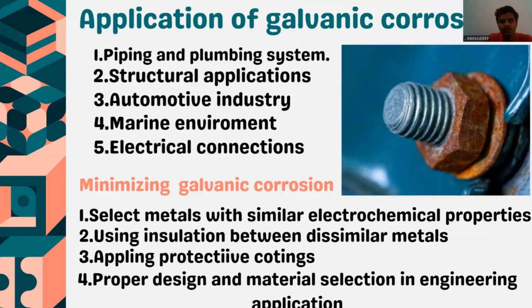The applications of galvanic corrosion are piping and plumbing systems, structural applications, automotive industry, marine environment, and electrical connections. And how to minimize galvanic corrosion? By selecting metals with similar electrochemical properties, using insulation between dissimilar metals, applying protective coatings, and proper design and material selection in engineering applications.